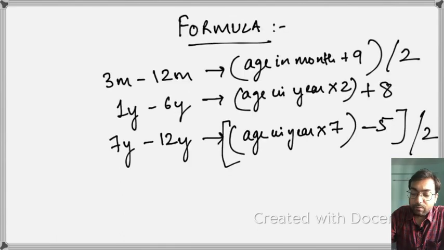So there are some formulas. For example, if a child comes and his age is 2 years or 6 months, how will I know what is the normal weight and what is the abnormal weight? There are some formulas to calculate it. From 3 months to 12 months: (age in months + 9) / 2. From 1 year to 6 years: age in years x 2 + 8. And from 7 years to 12 years: (age in years x 7 - 5) / 2. By putting the age in the equation, you will get the normal weight of the child. These are roughly equal and will help in your clinical practice.